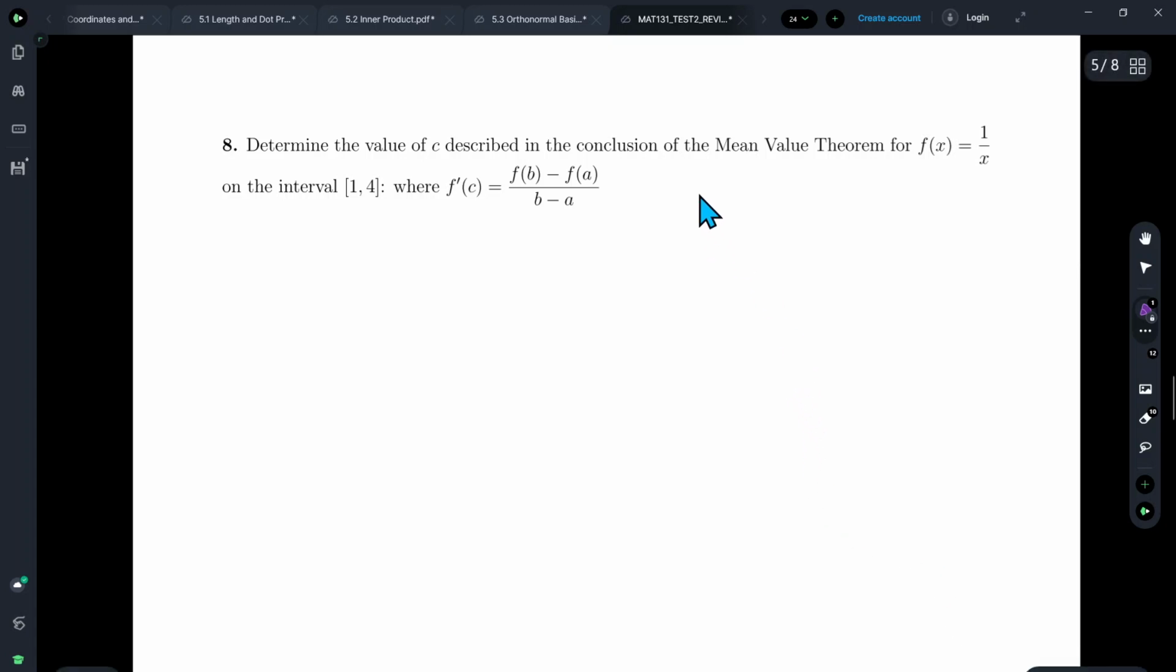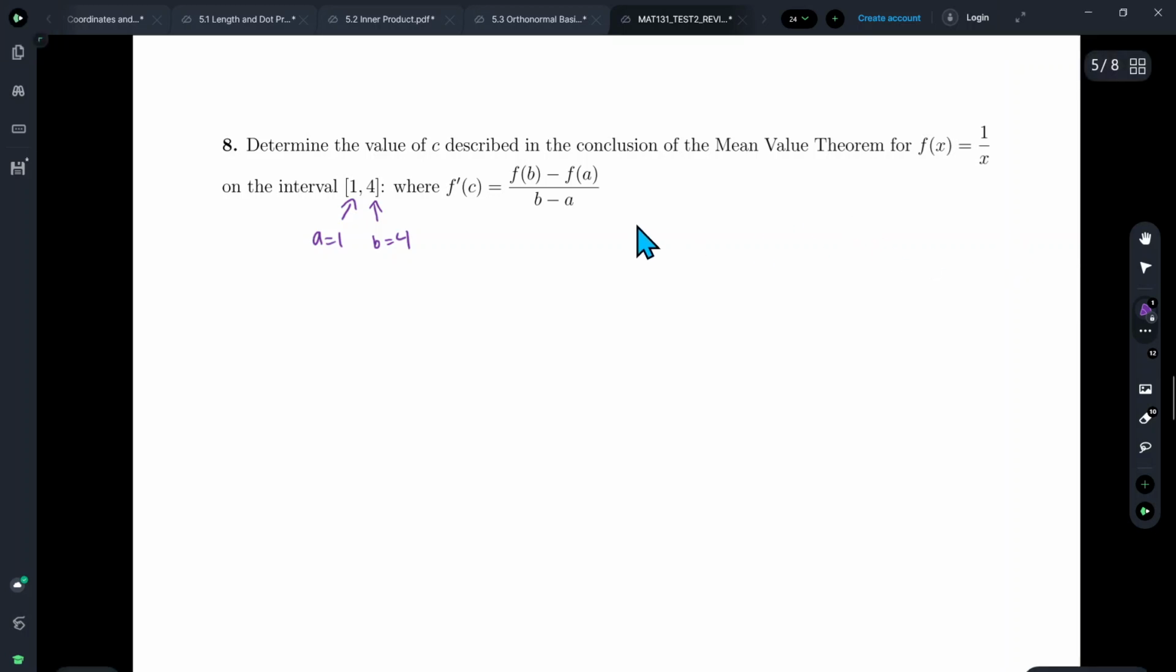Okay, so now let's look at problem 8. So problem 8, we're asked to use the mean value theorem, which is essentially this formula here for this function on the interval from 1 to 4. So the interval that they specify tells you the values for a and b, right? So let's mark that off. So here a is equal to 1 and b is equal to 4.